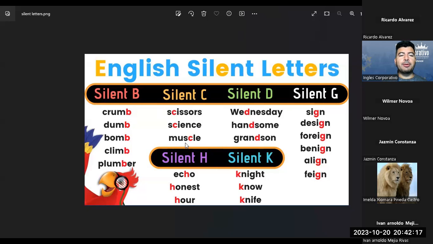Le voy a poner un ejemplo, músculo, muscle, no es muscle, es muscle. Tenemos, por ejemplo, echo, no es hecho. Night, knife, ese no lo vimos hace poco. Tenemos sign, design, tenemos bomba, bomb, no se dice bomb, es bomb. Sí. Hola, Jasmine.